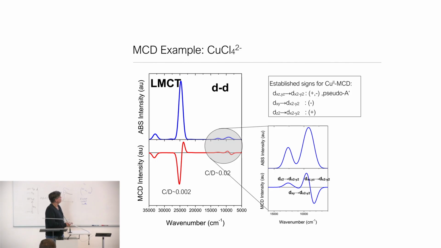You can, of course, now dig deeper into the d-d region of that spectrum, and if you apply the rules correctly, from the pattern of positive and negative MCD bands you can confidently assign these MCD spectra. So this pseudo-A term here is the dxz,yz pair of transitions into dx squared minus y squared, and that leaves the dz squared to the SOMO transition here, and then the dxy to dx squared minus y squared there.